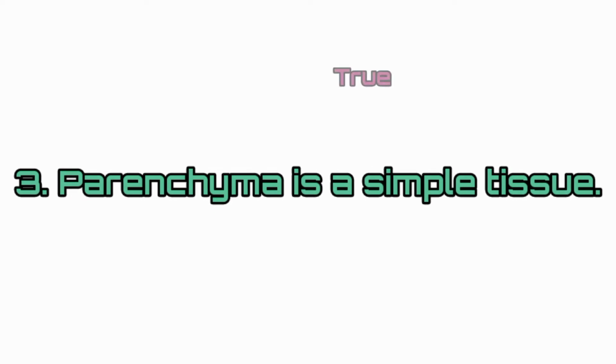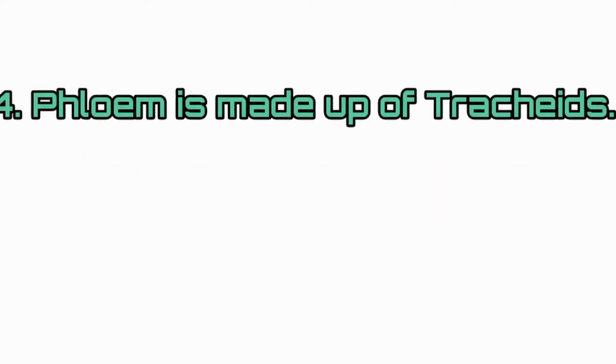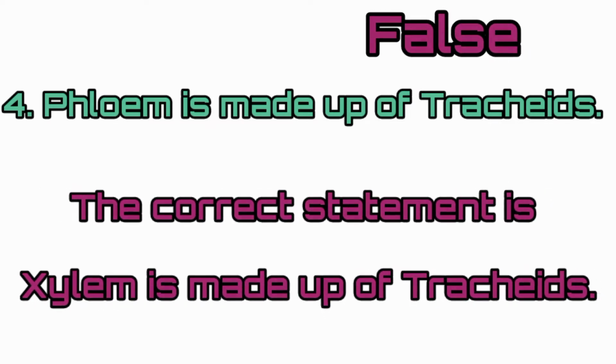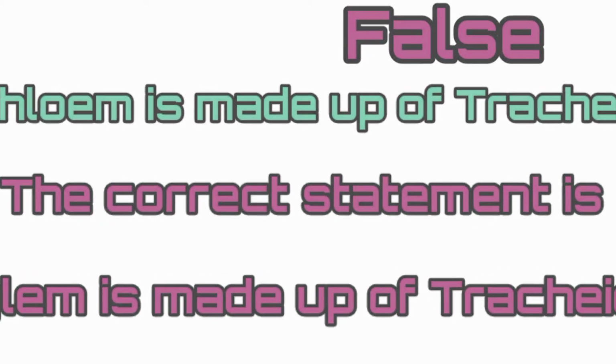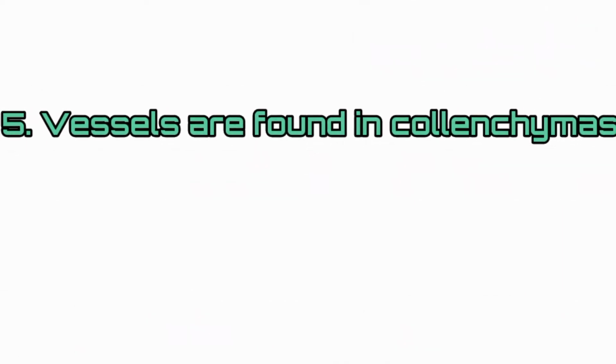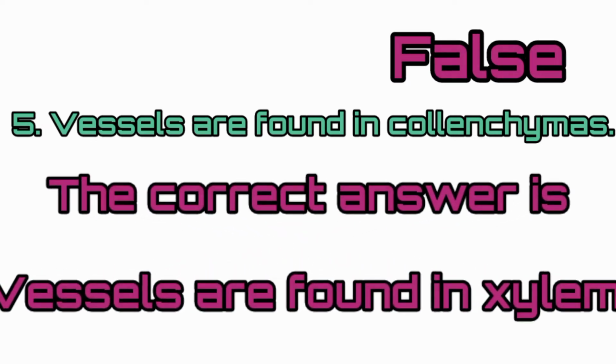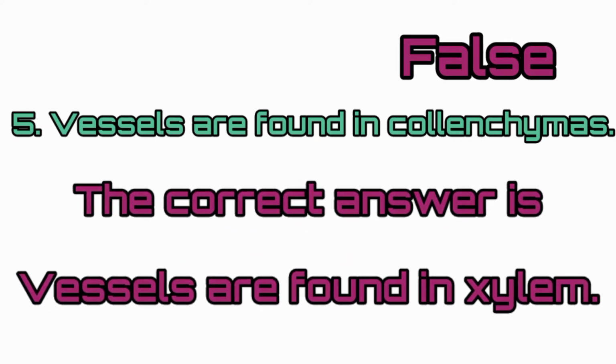Third one, parenchyma is a simple tissue. Answer, true. Fourth question, phloem is made up of tracheates. Answer, false, not phloem, it is xylem. The correct statement is xylem is made up of tracheates. Fifth question, vessels are found in collenchyma. Answer, false, not collenchyma, it is xylem. The correct statement is vessels are found in xylem.